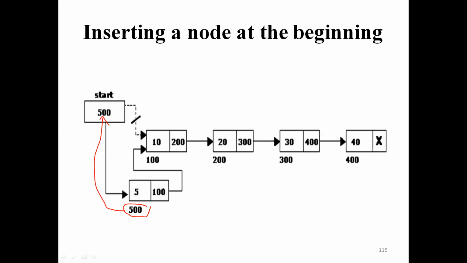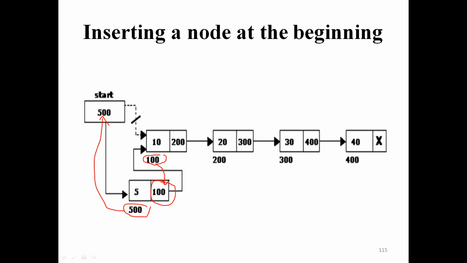Also, what I have to update here is the null. Already it was null, no? So I have to update the link of the previously first node in the single linked list. The previously first node's address is 100. That is what I am updating here.